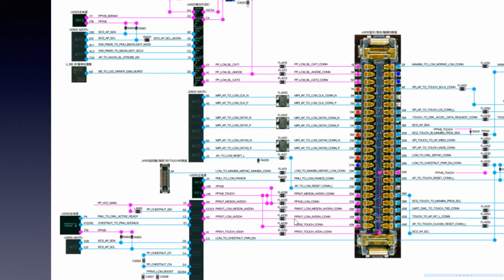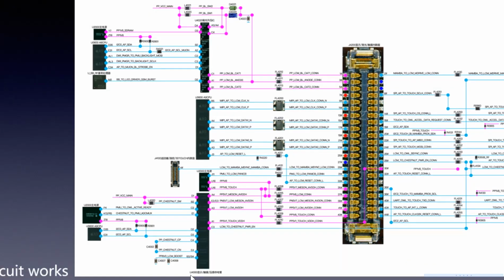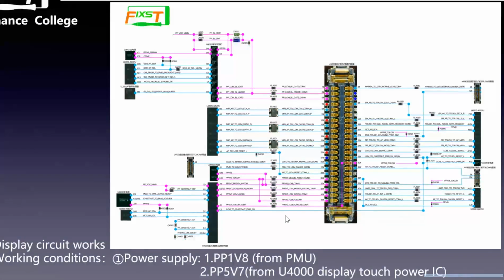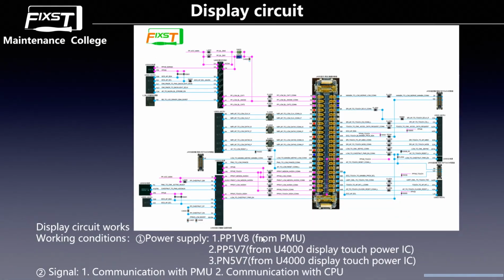PM5V7. This is PP5V7. This is the power negative 5.7 voltage. This is the power positive 5.7 voltage. These two power lines are all sent by this IC, and this IC is U4000, the display touch power IC. This is the three power supplies the display needs to work normally.